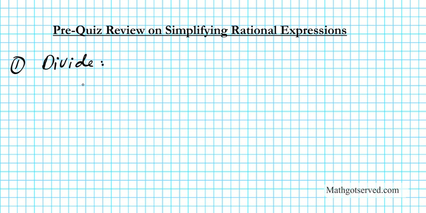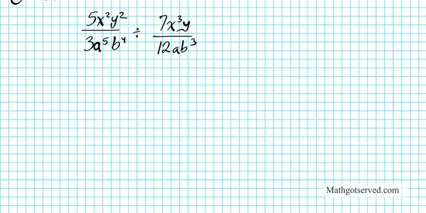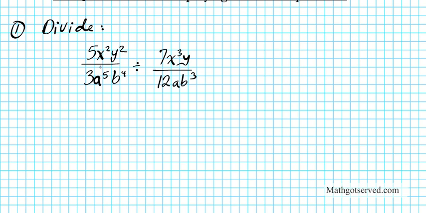Alright, we're going to divide 5x squared y squared over 3a to the 5th b to the 4th, divided by 7x to the 3rd y over 12ab to the 3rd. Okay? Now, to divide, remember you're going to multiply by the reciprocal of the fraction on the right. So we drop this, change it to times, and flip this.